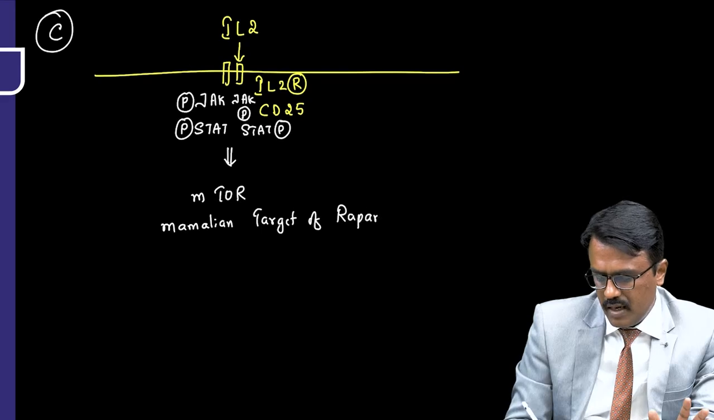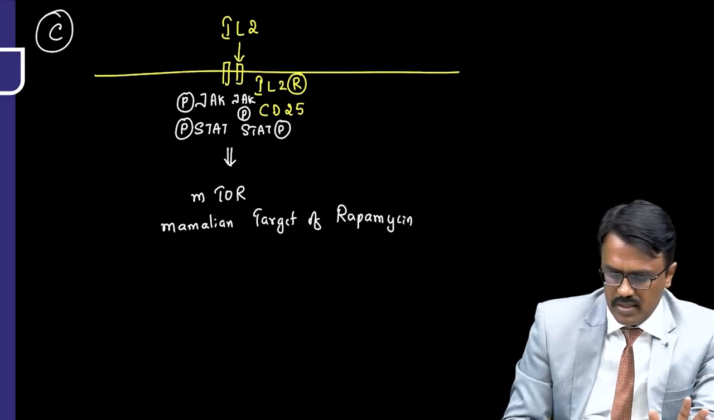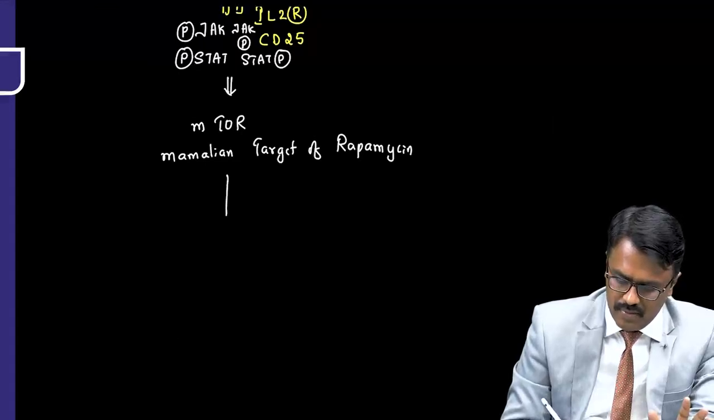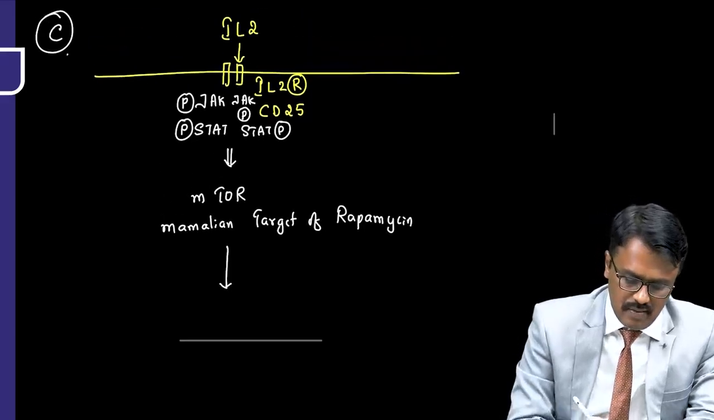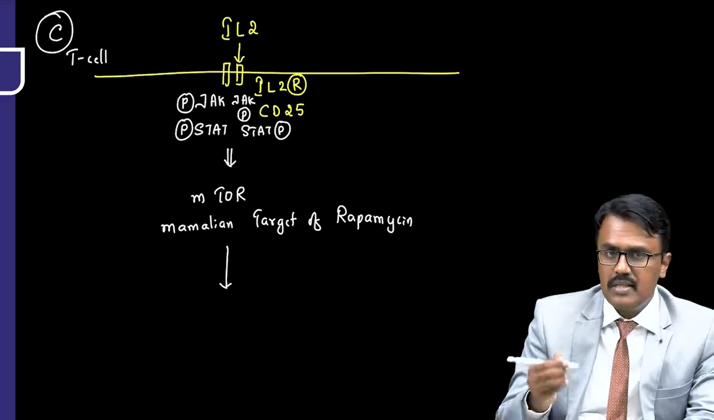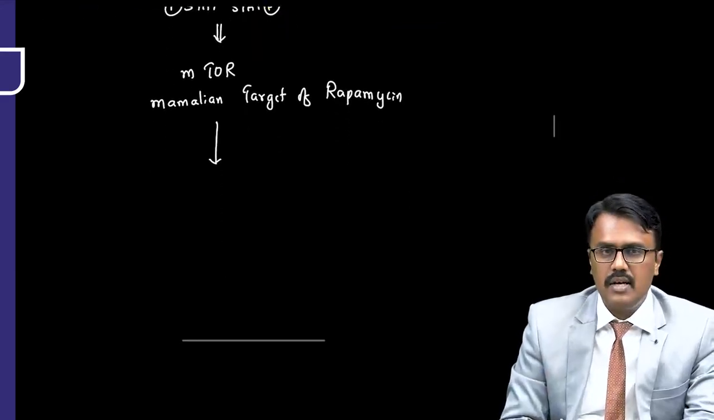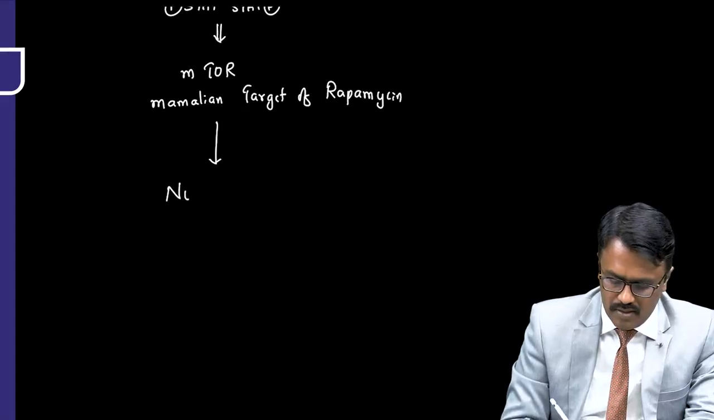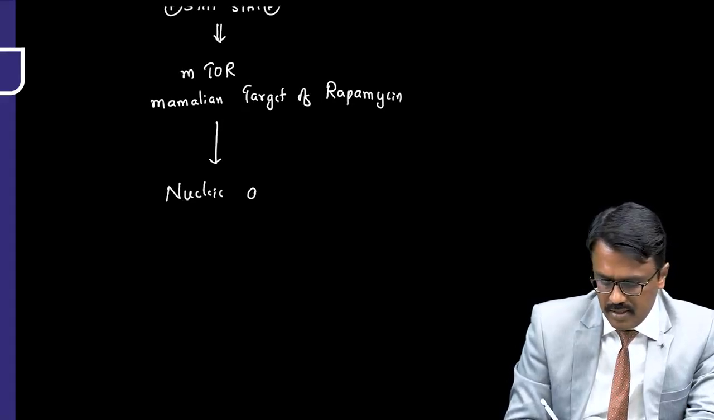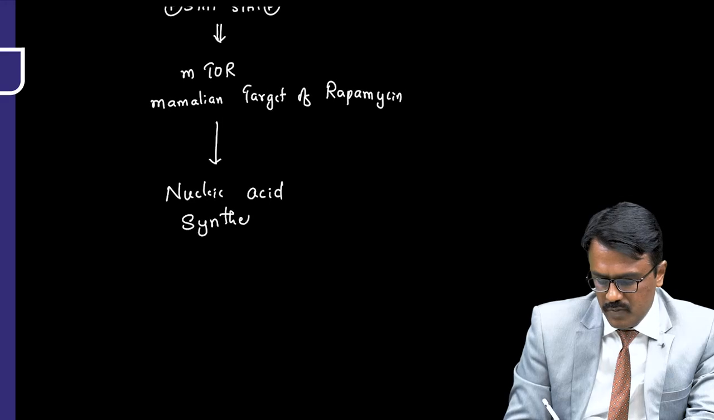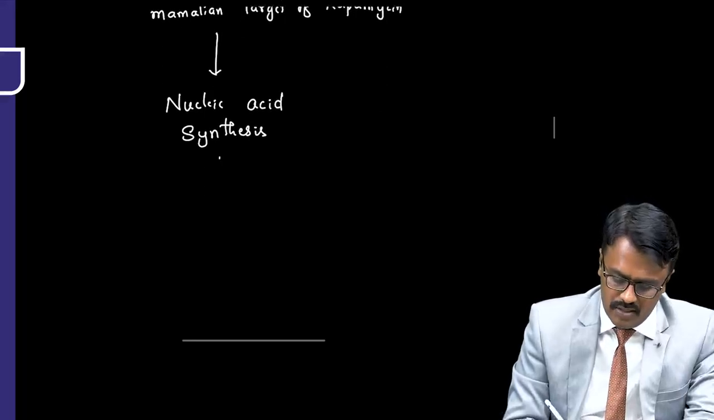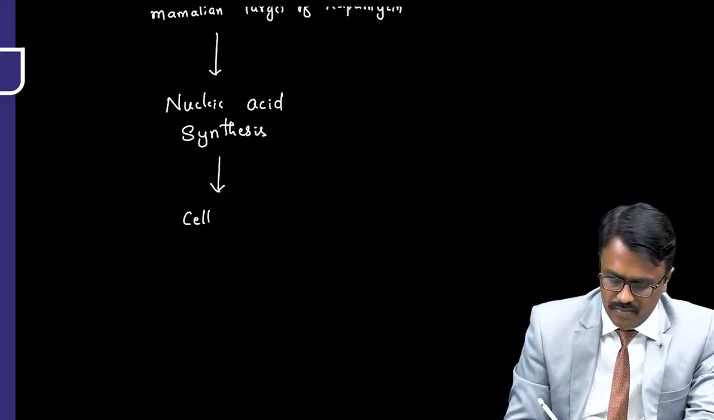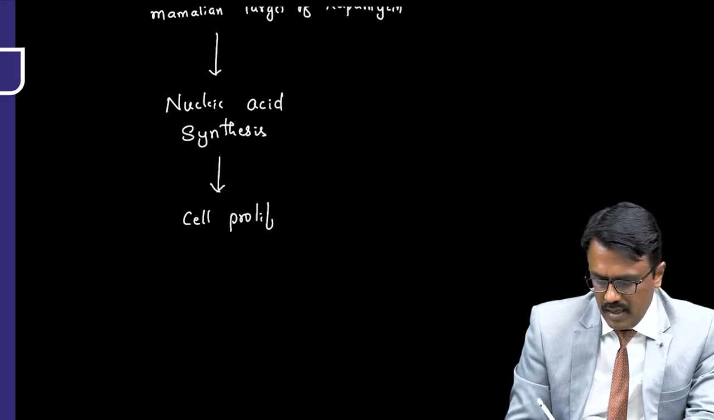Mammalian target of rapamycin. So once this is activated, what happens inside the T cells? This is happening inside a T cell, guys. What I am writing is how the T cells get proliferated. Once this is there, it will give a command to increase nucleic acid synthesis. So there is an increase in nucleic acid synthesis, that is purines and pyrimidines. Why do we require them? We require them to increase the cell proliferation. So the number of T cells increases.